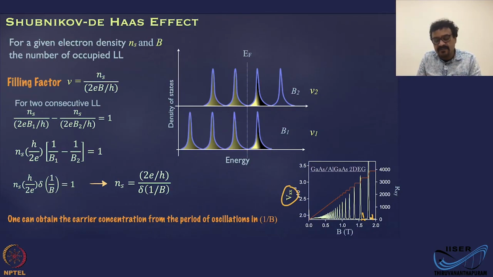ns is 2e by h divided by delta of 1 by B. And these oscillations, when you plot in 1 by B, will be periodic. This is not periodic because this is plotted versus B, the magnetic field. If you plot in 1 by B, then these oscillations will be periodic. So the Shubnikov-de Haas effect, or in short, people also call it the SDH effect, SDH oscillation is widely used for the determination of carrier concentration in two-dimensional systems.